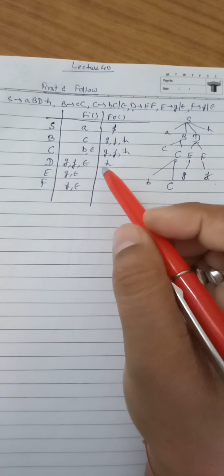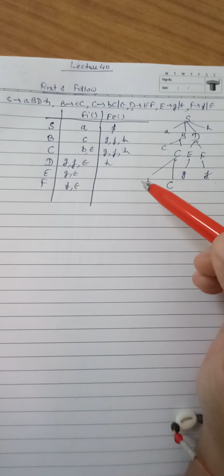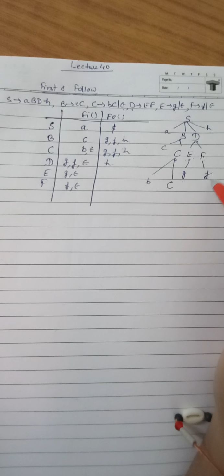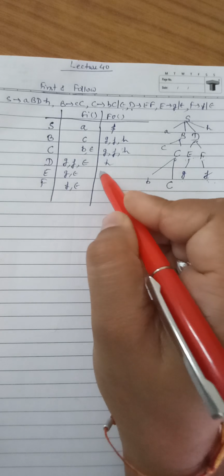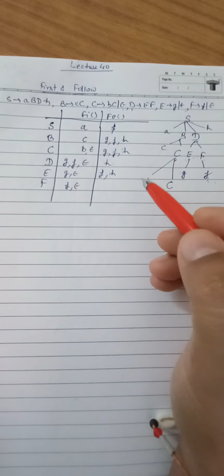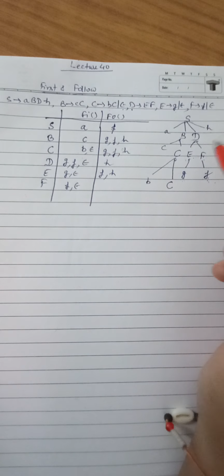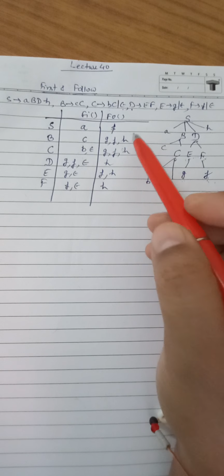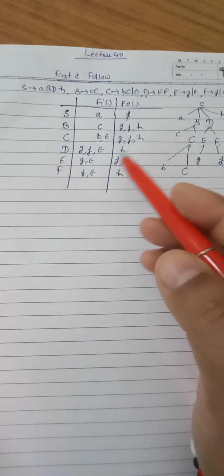And the follow of E: after that what we have? F, so we will write F, and then H, so F and H. And the follow of F: after F what we have? H, so we will write H. So in that way we can calculate first and follow.